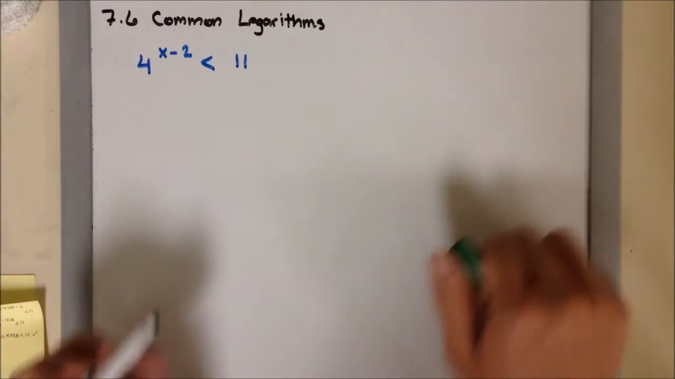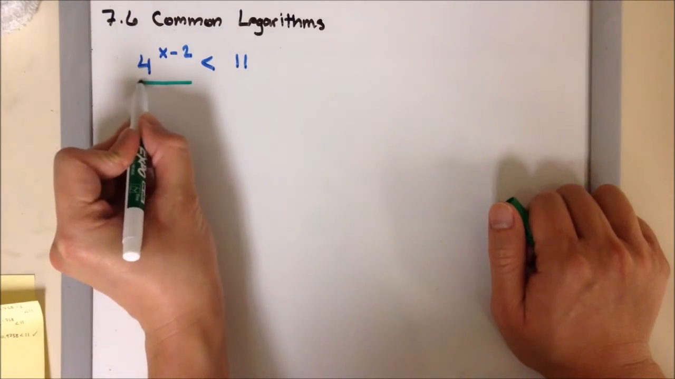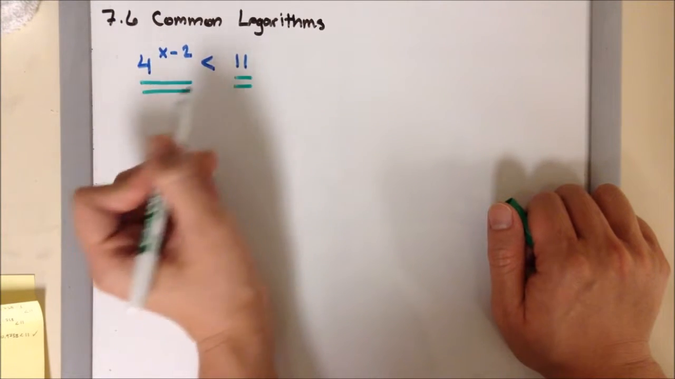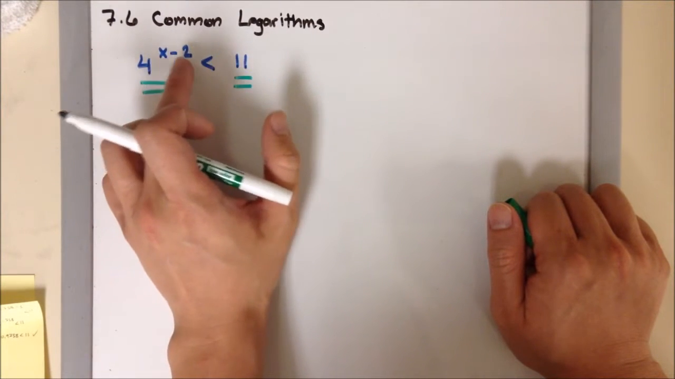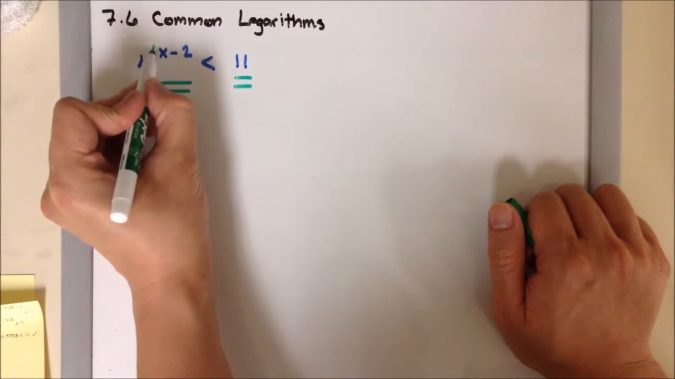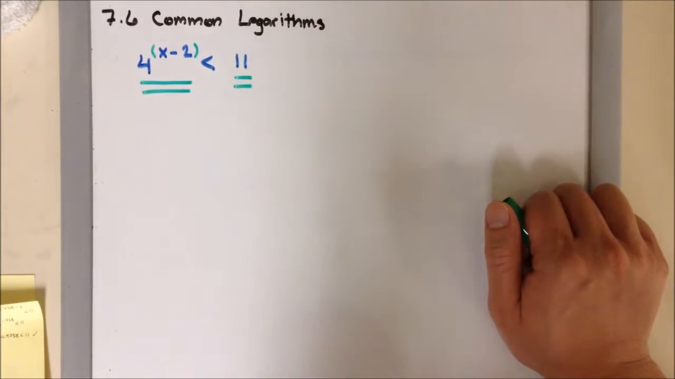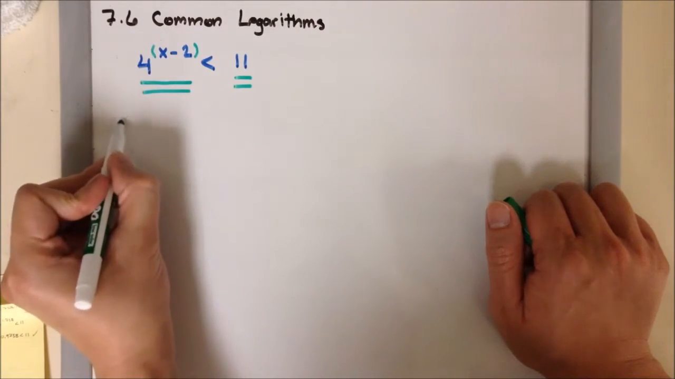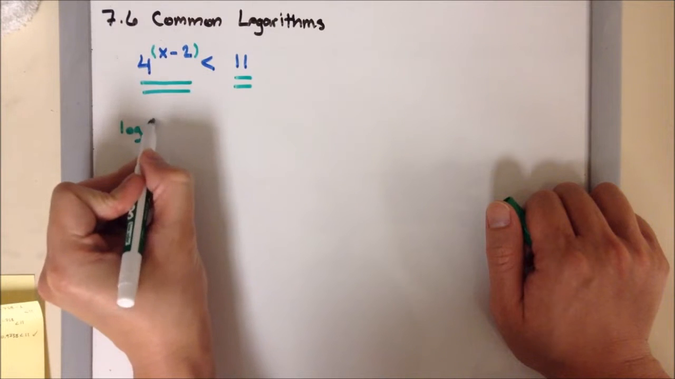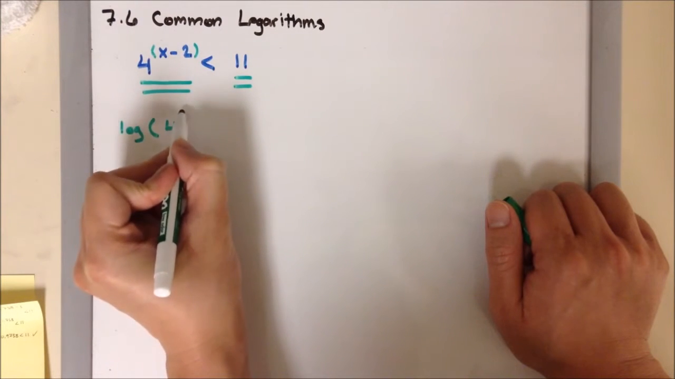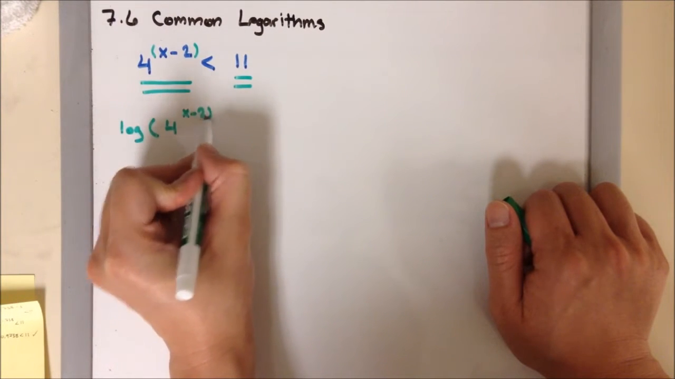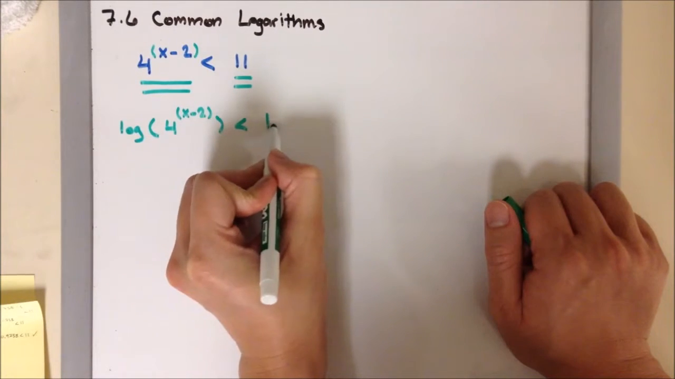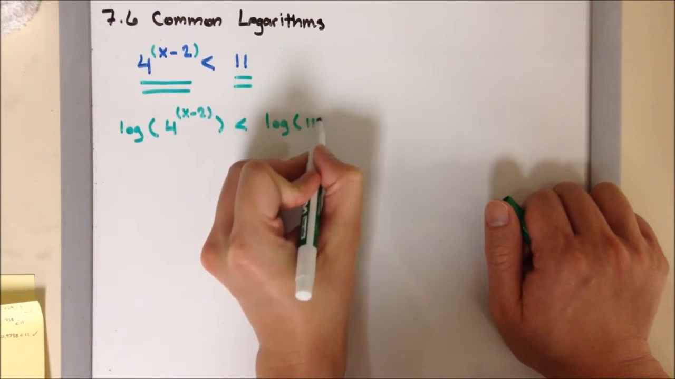Now let's take a look at the left side. I have one part on the left side and one part on the right side. So it's 4 to the power of x minus 2. So this is together for the exponent. Now to solve when x is the exponent, we're going to do log of both sides. So log of 4 to the power of x minus 2, close parenthesis again, less than log of 11.